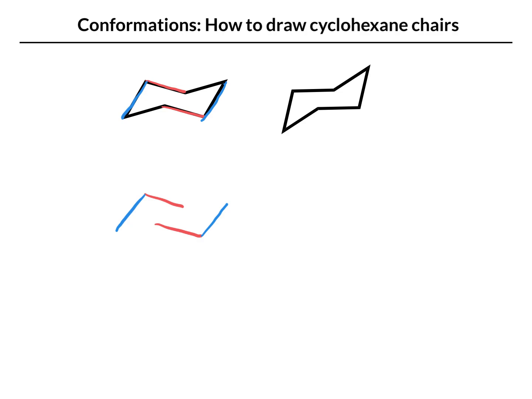And then finally, you have two more bonds that are parallel to each other that connect the red and the blue. Now, I always don't make them quite long enough, so I'll go like this, and then let's come back and make this a little bit longer. So that's what you want to do to draw a chair.